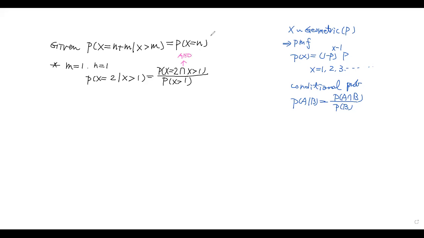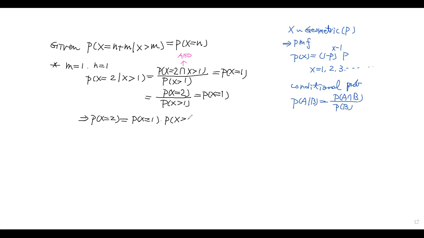So now, this is divided by the probability that X is greater than 1. If X equals 2 and X is greater than 1, then this is just X equal to 2. So from the definition, what I wrote here is the probability that X equals 1. You can see here that the probability X equals 2 will be equal to the probability X equals 1 times the probability X greater than 1.